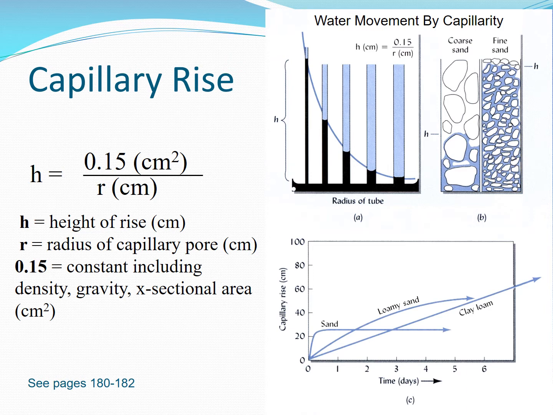Okay, so again, the smaller the pore, the higher the rise. So we have this equation where the height is calculated with a coefficient of 0.15. That's like a standard. It stays there. It's always there. It's a constant. And we divide that by the radius of the pore.